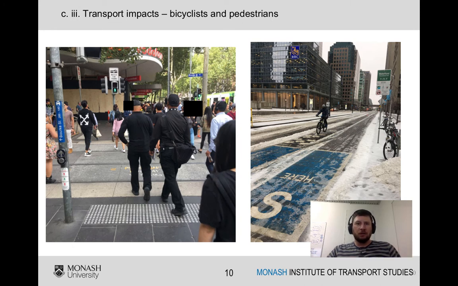Some of the other impacts you might have to think about: what's going to be the impact of your new development on cyclists, on pedestrians? Here we are in Swanston Street in Melbourne on the left. It's already very busy. Should the development be helping to extend the footpath a little bit further so that there's a bit more space for people to move around?